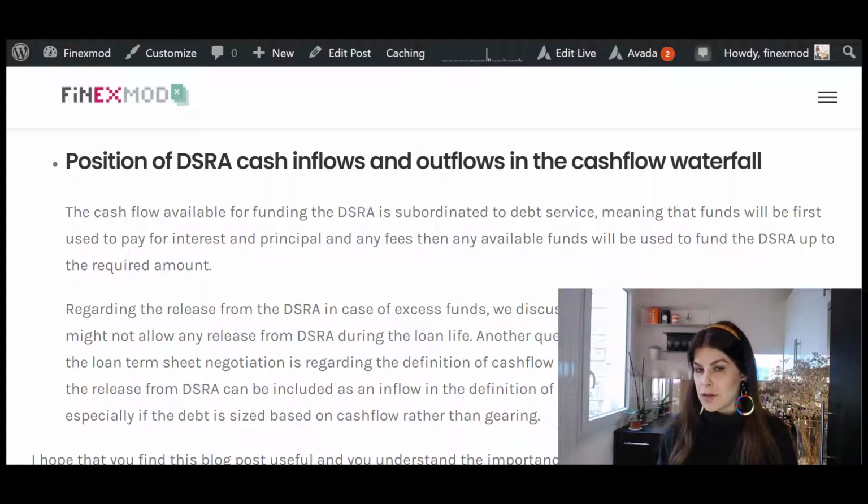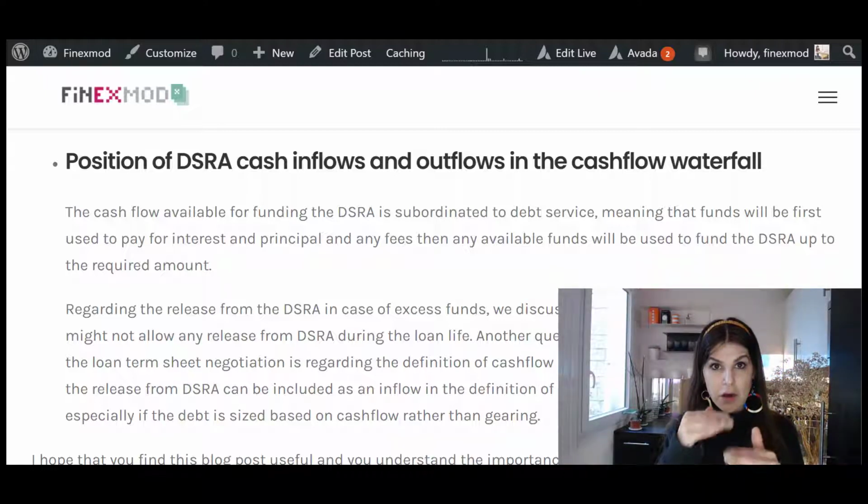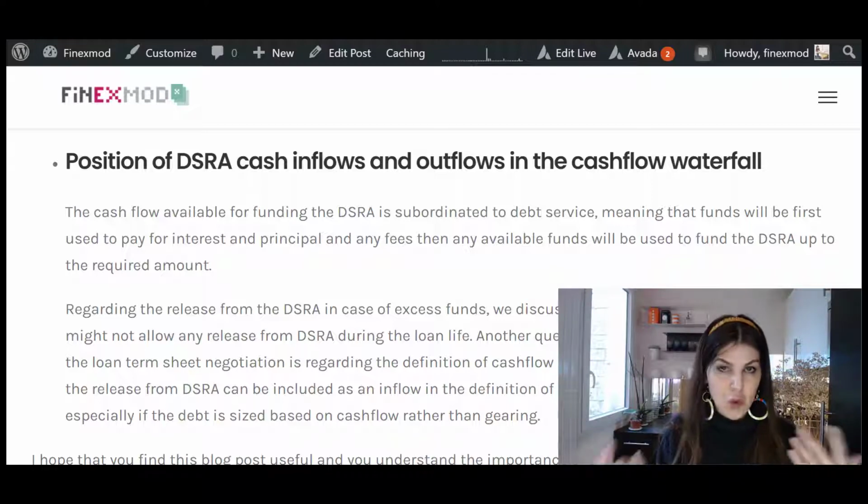Of course, the cash flow waterfall is one of the most important statements in a project finance deal. Today, we're also going to discuss the positioning of the cash flow related to the debt service reserve account in the cash flow waterfall. Whether you're a lender or a sponsor, it needs to be discussed between the different parties where the funding of the debt service reserve account will be in the cash flow waterfall. So let's get into Excel and have a look at a typical cash flow waterfall.